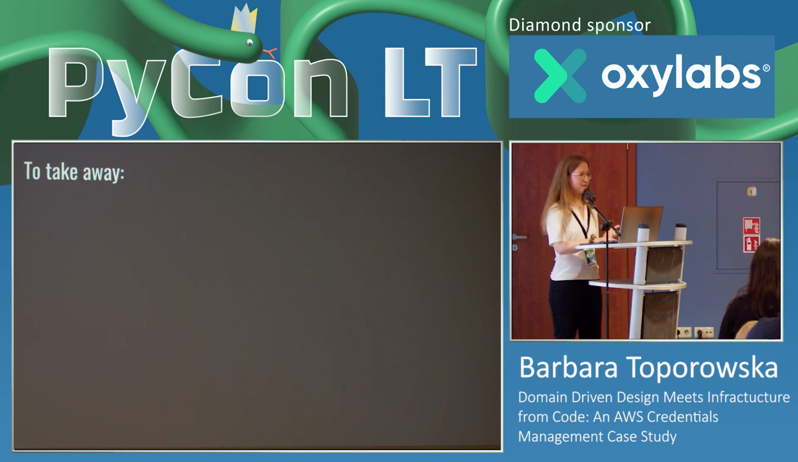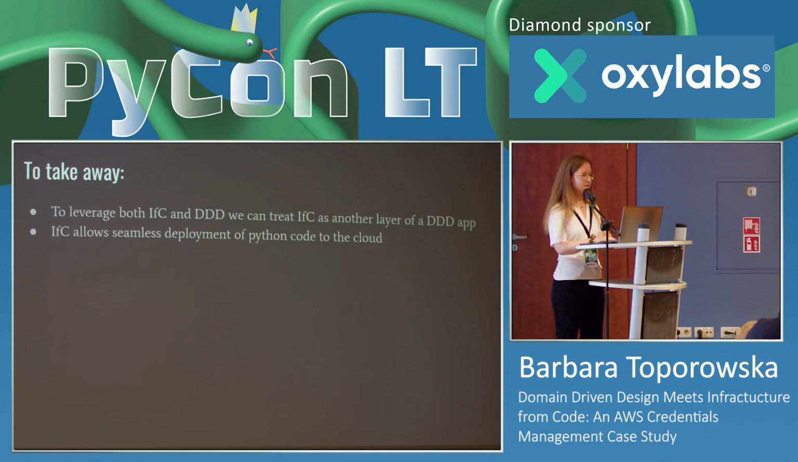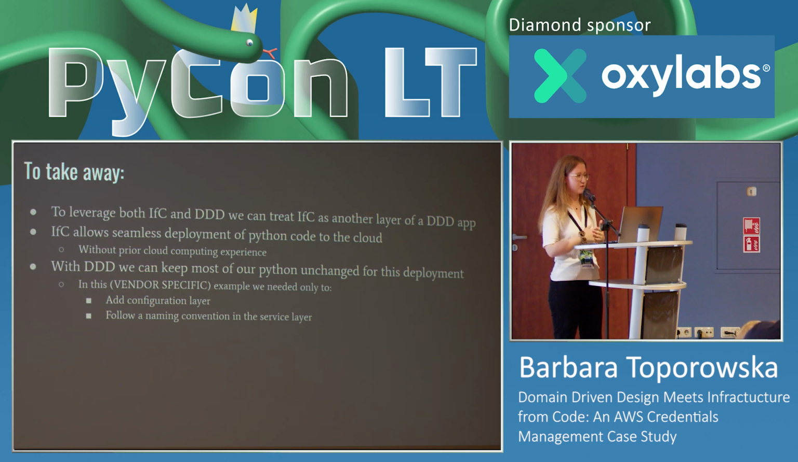So a couple of things to take away. Well, first of all, we can leverage both infrastructure from code and domain-driven design if we treat infrastructure from code as another layer of a DDD app. This way, infrastructure from code allows us to deploy our Python code to the cloud seamlessly and without any prior experience in cloud computing. And with domain-driven design, we keep most of our Python intact. It doesn't have to worry about being run in the cloud whatsoever. So in this vendor-specific example, we needed only to add a configuration layer and make some small adjustments to the service layer to make sure that we're following a naming convention.